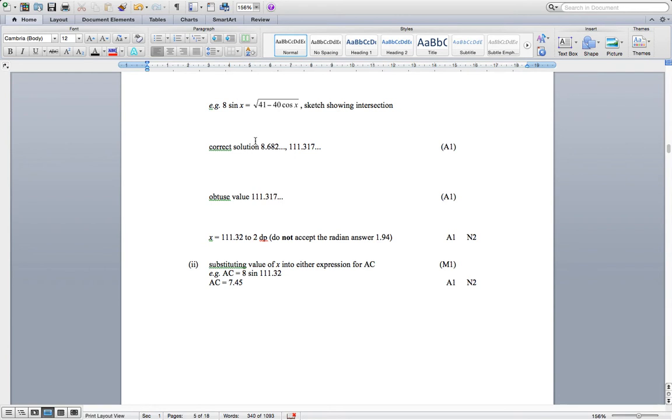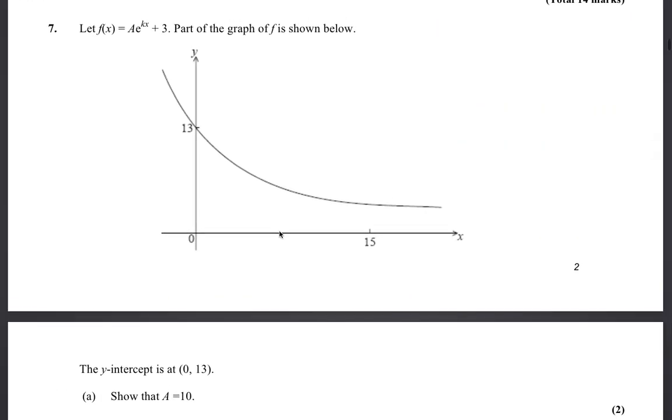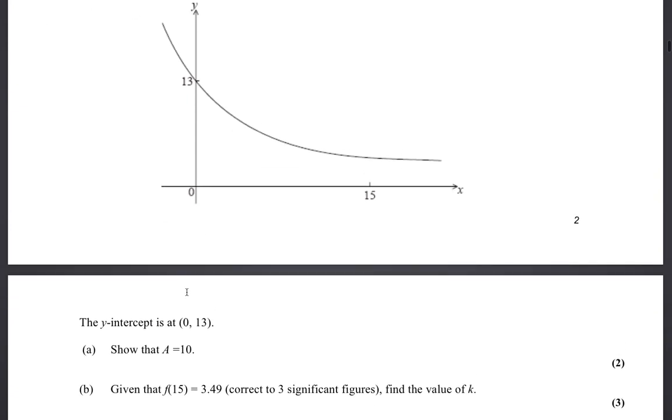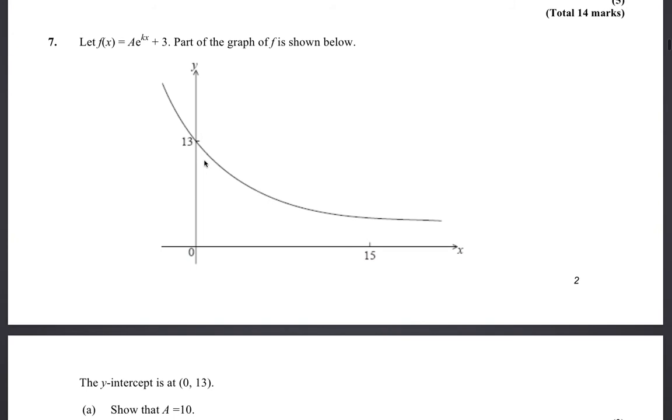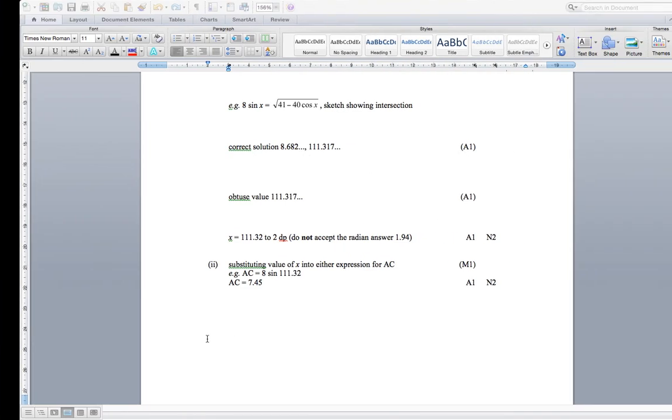Good. So let us go to the seventh problem. Here, let f of x equal to this. Okay, the y-intercept is 13. So show that a equal to 10. That is very simple. So put x as 0 and f of x as 13. You will get a as 10. So that is very simple. So let us look at the mark scheme.